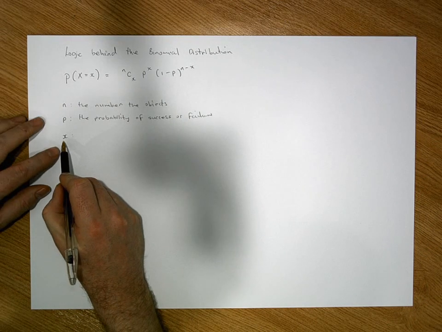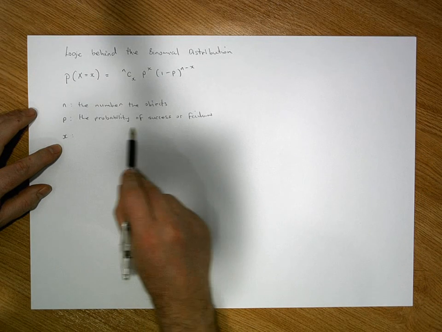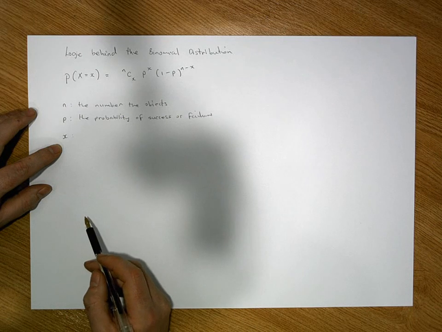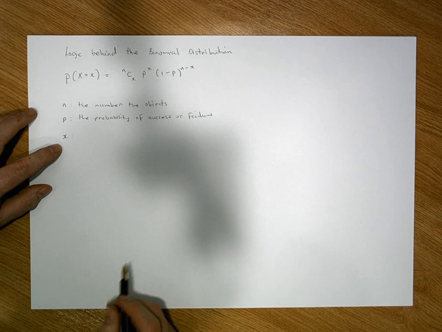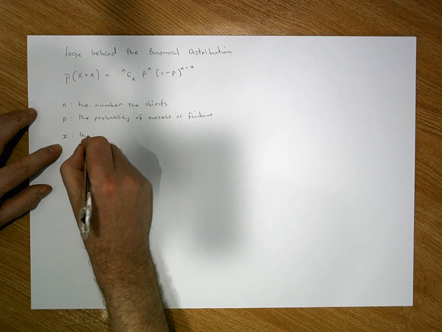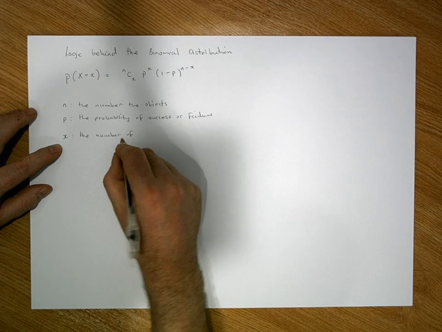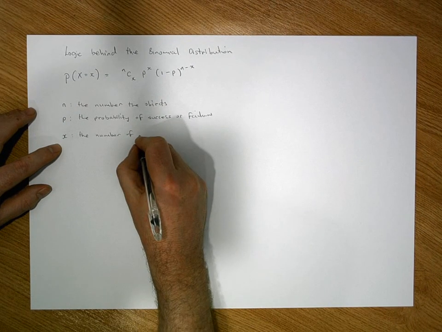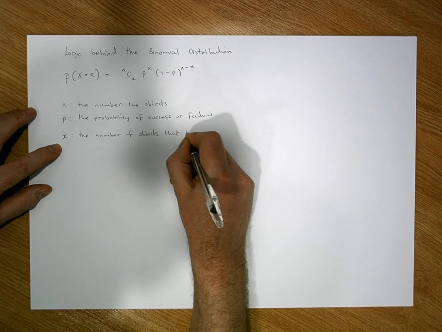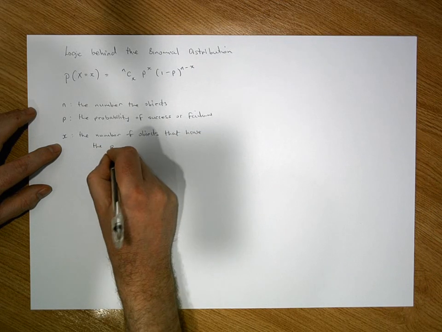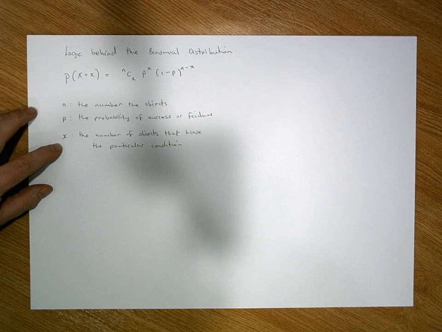So x represents how many objects out of the n we're interested in this particular condition applying to. Out of the n objects, x represents how many of them are successful or how many of them have failed. So x is the number of objects that have the particular condition, and what I mean by that is that are either successful or failure.